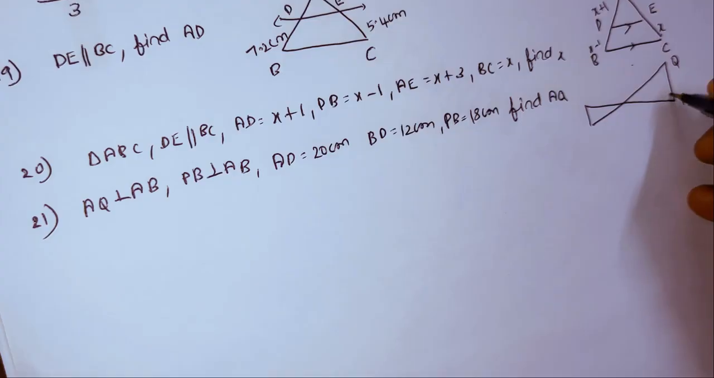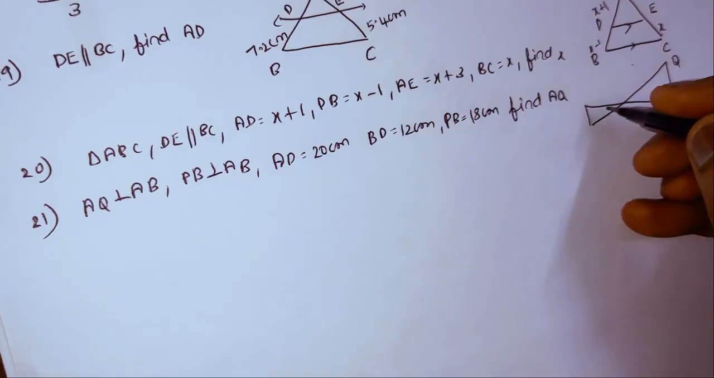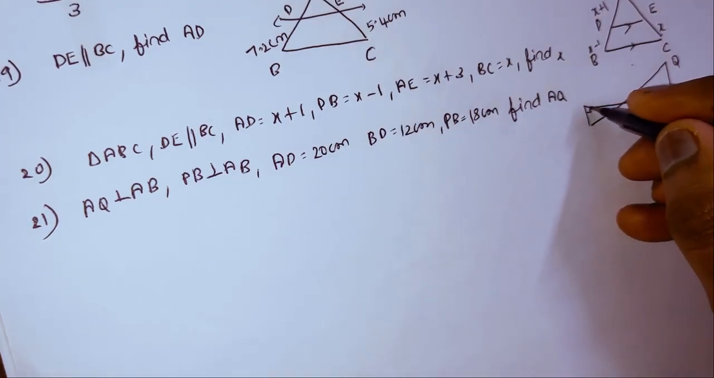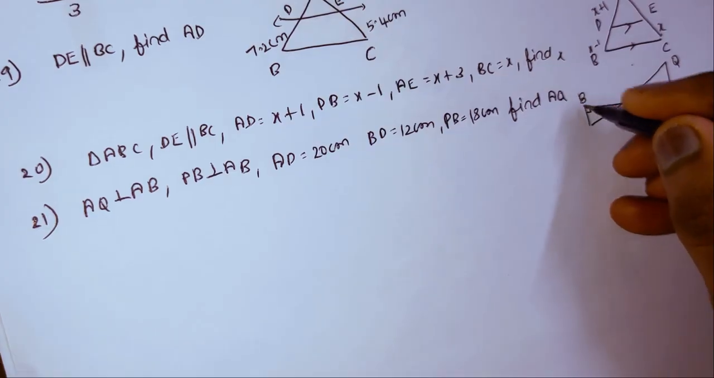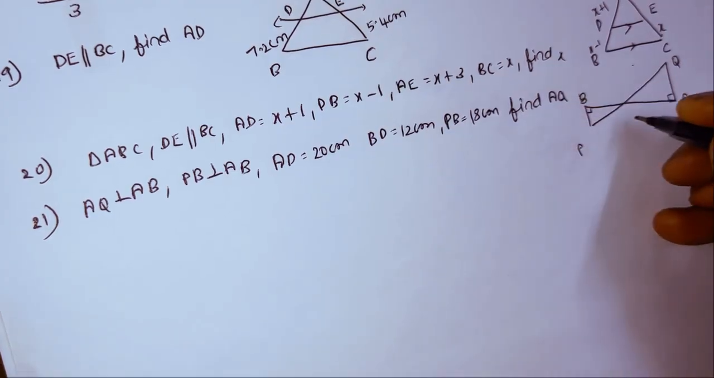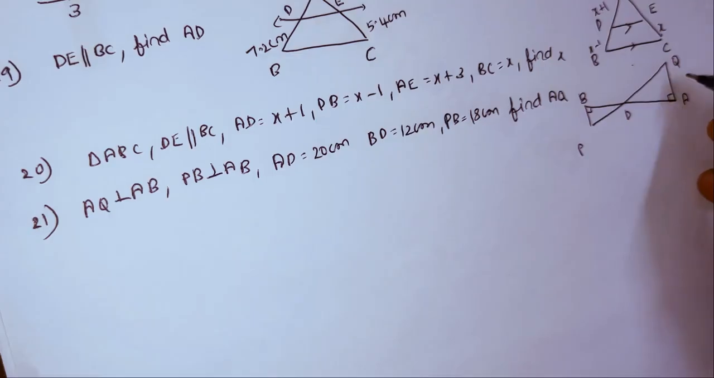Both are right angles mentioned in the question. This is P, this is D, A and Q. We have to find this AQ.